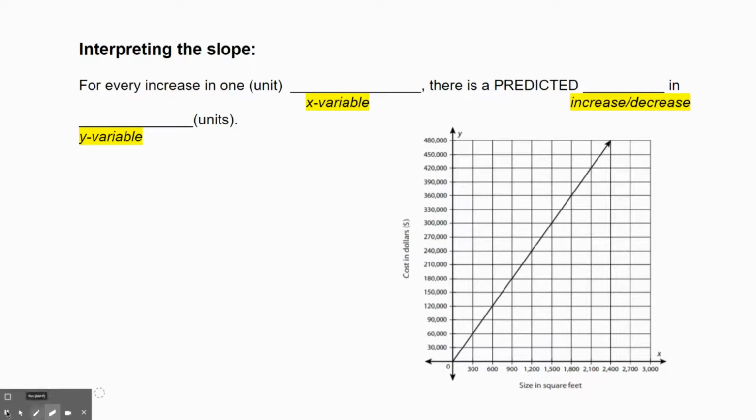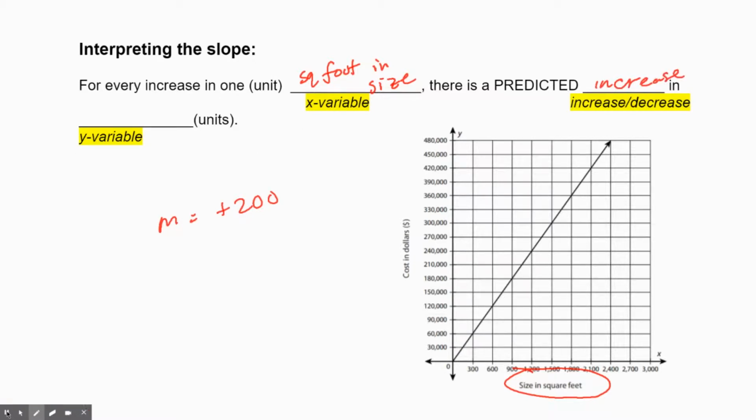This problem is dealing with the size in square feet as the explanatory variable, or the x variable. So for every increase in 1 square foot in size, there is going to be a predicted, remember, our slope is positive 200. That's our slope. So there's going to be an increase in the cost in dollars by 200 units.